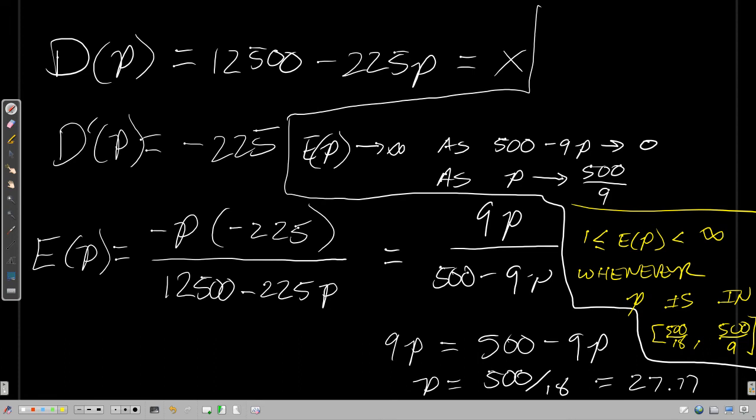And you can just do the same thing when it comes back to if you wanted to find where it was inelastic. I seem to always get them goofed up. When it's equal to 1, we call that unit elastic. And yeah, if it's bigger than 1, it's elastic, I think. And then less than 1, inelastic. So you can raise the price, and you will increase your revenue.